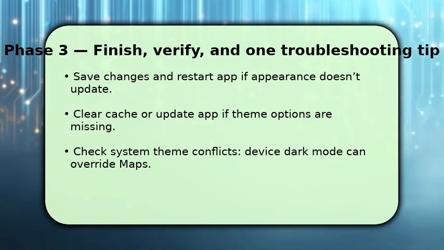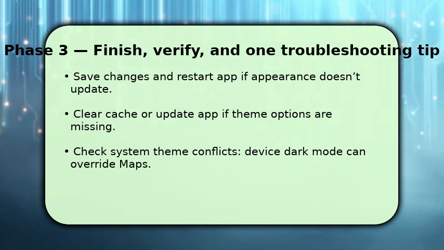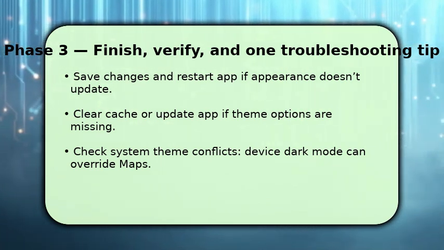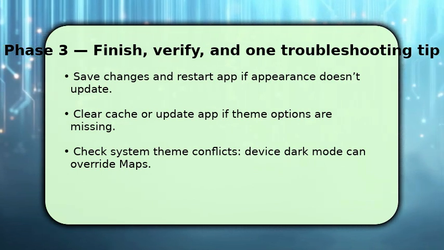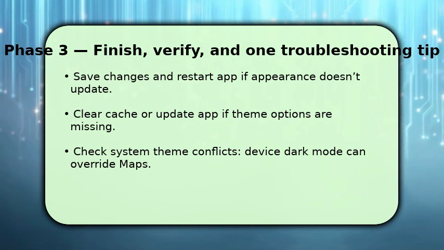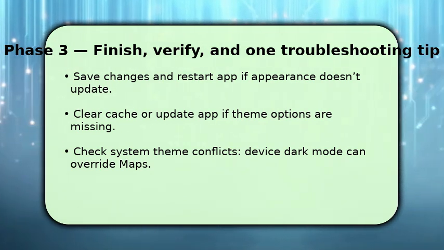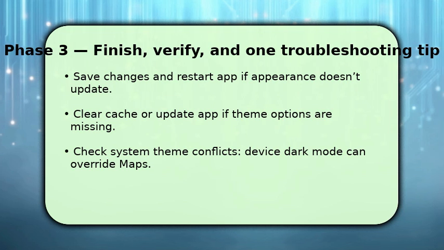If the appearance fails to update, close and reopen the app. That often resolves lingering UI issues. If options are missing, clear the app cache or update Google Maps from the store. Finally, make sure your device's system theme isn't forcing dark mode that can override Maps' default setting. If problems persist, sign out and back in.